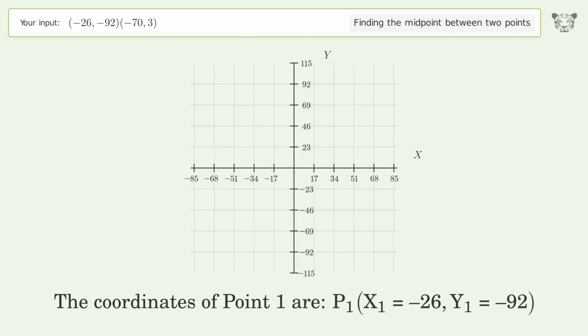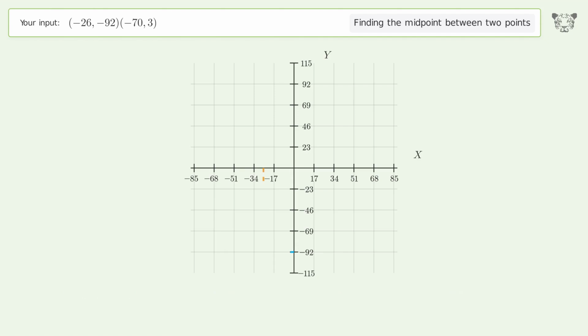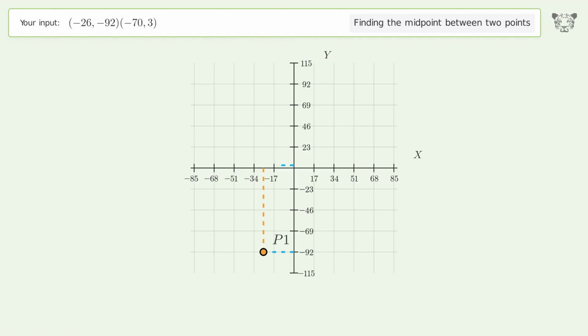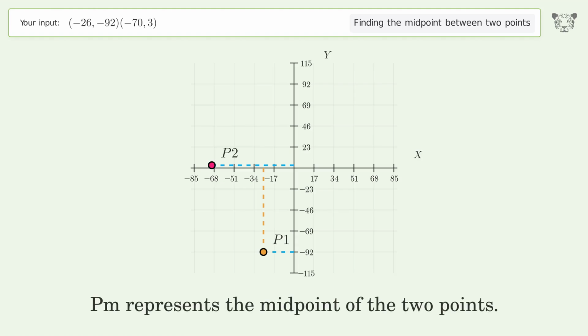The coordinates of point 1 are, x1 equals -26, y1 equals -92. The coordinates of point 2 are, x2 equals -70, y2 equals 3. PM represents the midpoint of the 2 points.